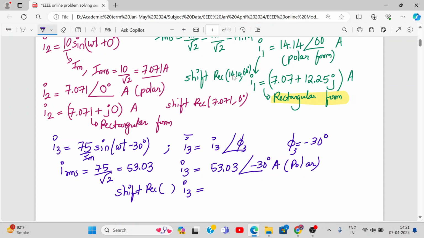53.03 and minus 30. How much did you get? Okay. This is in ampere. So this is rectangular form again.